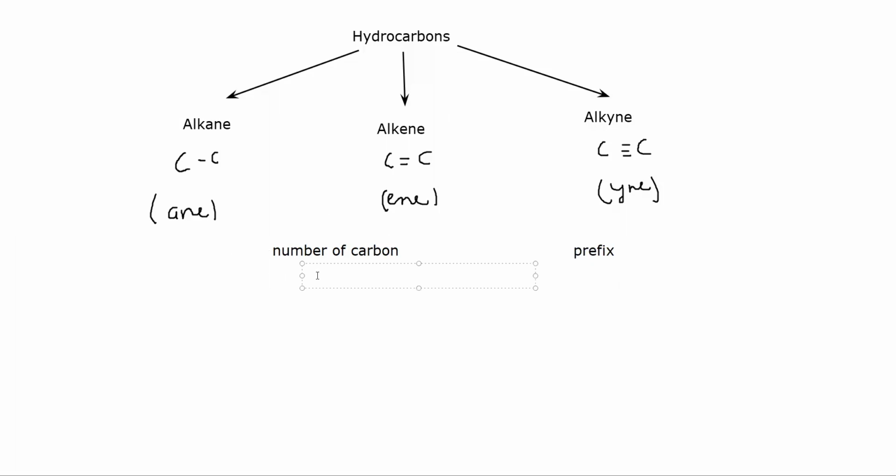So if we have one carbon, then the prefix which we use is meth. If we have two carbon, the prefix, the starting name, it should be eth. If three carbon, the prefix should be prop.